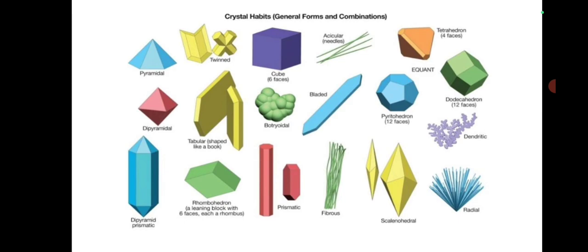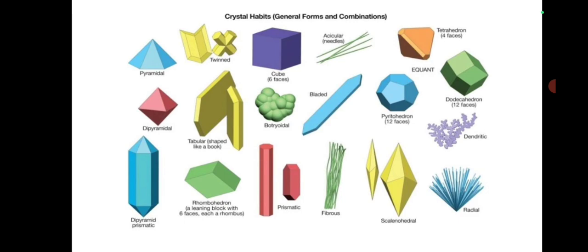Then we have fibrous. That is when the mineral is composed of fibers. These can be easily separated, for example, asbestos. Whereas gypsum is difficult to separate, but still the mineral is composed of fibers. So that we call fibrous.